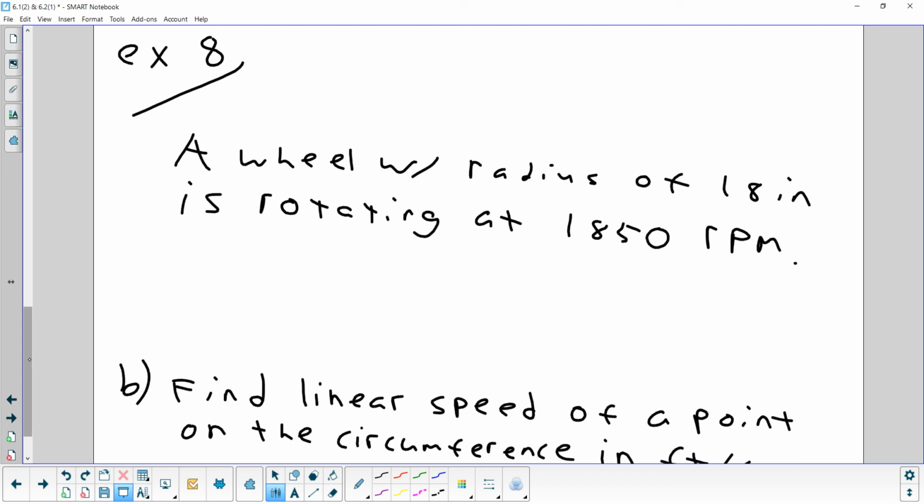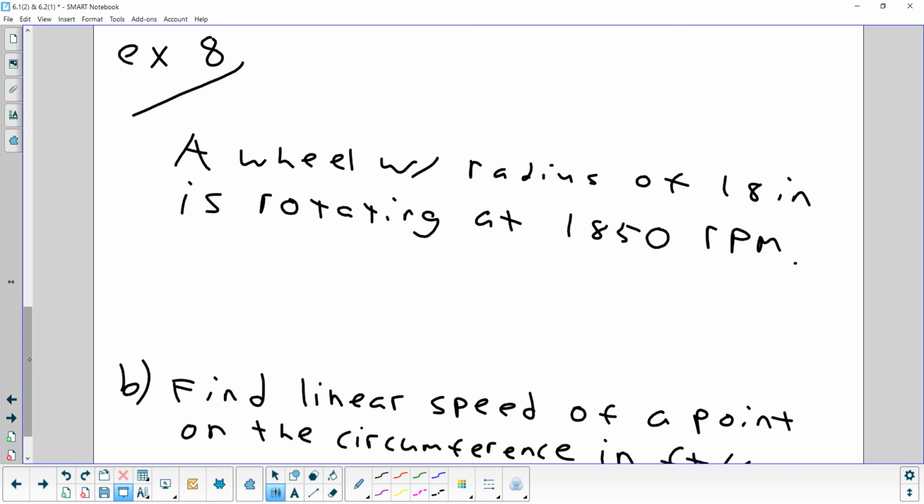It says a wheel with a radius of 18 inches is spinning at 1,850 revolutions per minute. What I want to basically figure out is, let's pretend that tire was spinning on a machine, and all of a sudden it fell off the machine and hit the ground. Assuming it doesn't fall over, the tire is going to take off straight. I want to know how fast the tire would be going if it fell off the machine, hit the ground, and then took off. That's what we're figuring out.